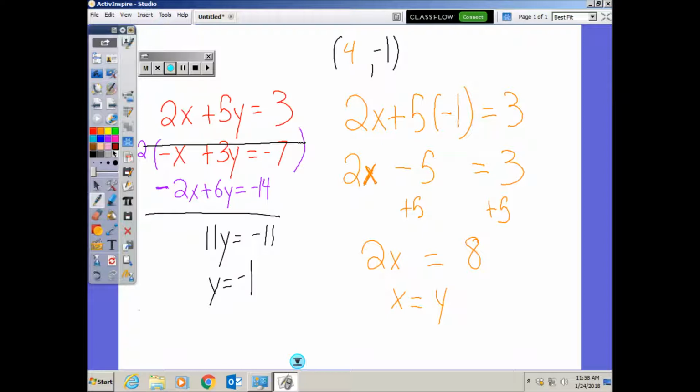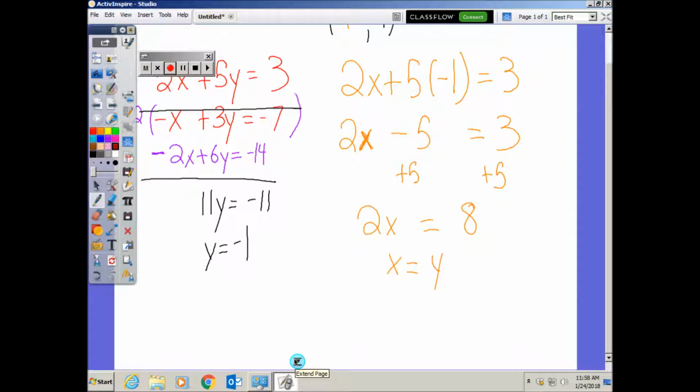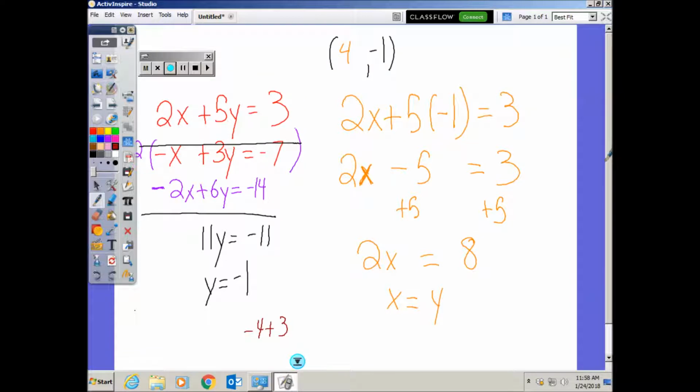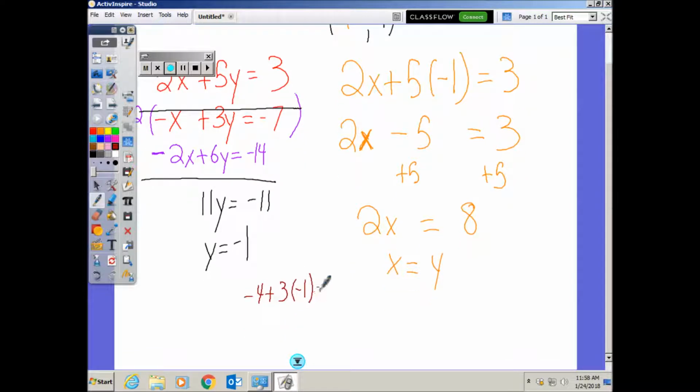I kind of used up all my room on this board, so I'm just going to check it. My original second equation was negative x plus 3y equals negative 7. What did I come up with for x? 4. So negative x, negative 4 would be negative 4, plus 3 times y, which was negative 1, equals negative 7. Negative 4, 3 times negative 1 is negative 3, is negative 7. Negative 4 minus 3 does equal negative 7. It works.